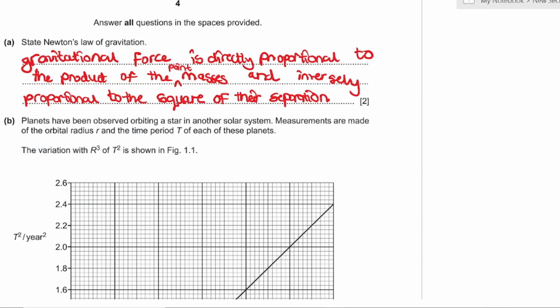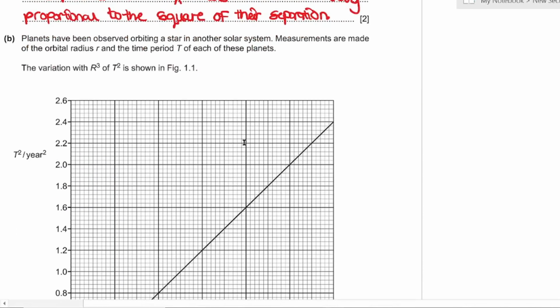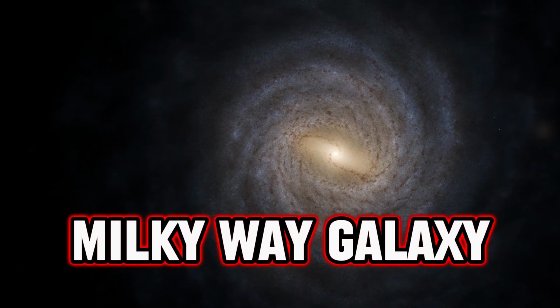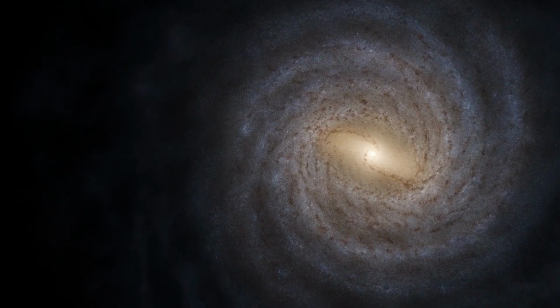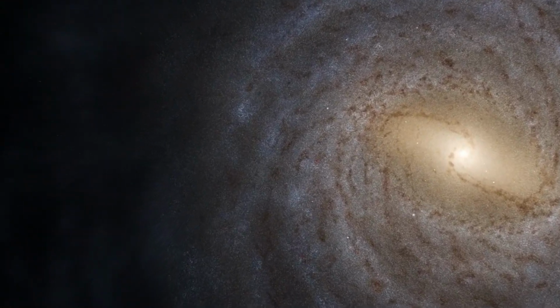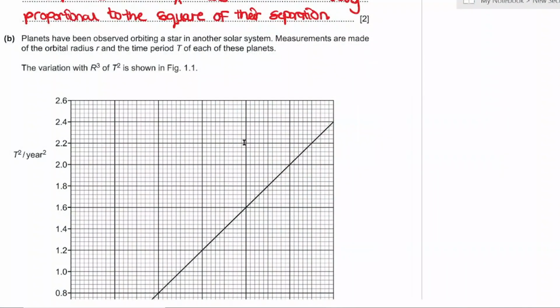For question B, we've been told that planets have been observed orbiting a star in another solar system. Our solar system is in the Milky Way galaxy, but this is another solar system. We don't even know where it is. But basically, measurements are being made of the orbital radius r and the time period T of each of these planets.